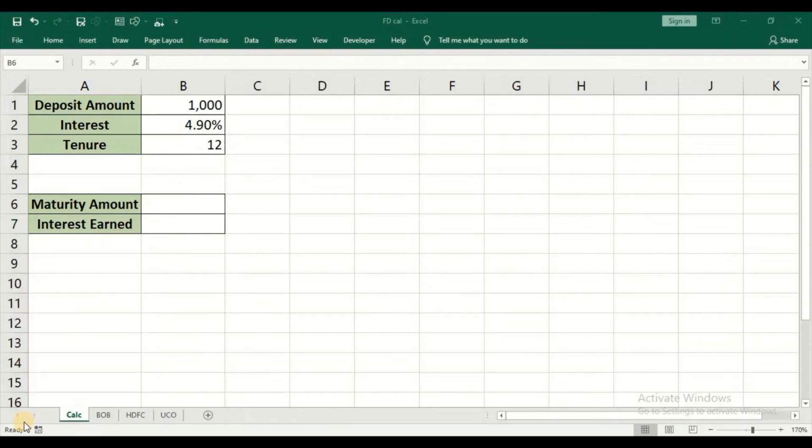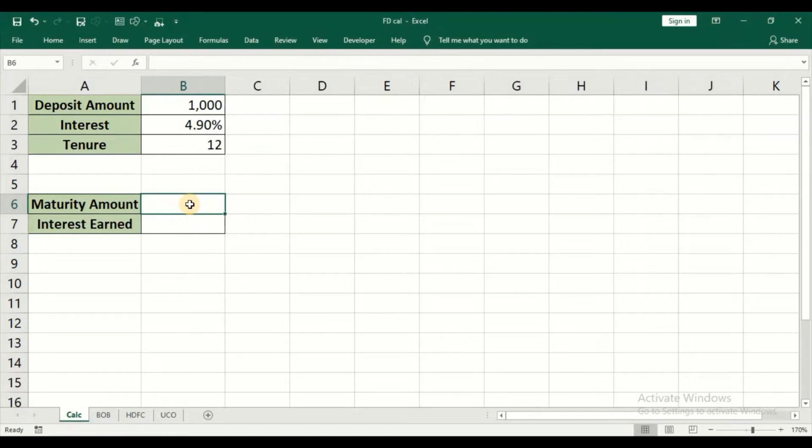In today's video, we'll see how to calculate maturity amount and interest rate on your fixed deposit. Now, deposit amount is 1000 rupees, interest rate is 4.9% and tenure is 12 months. So, by investing 1000 rupees, after 12 months, you'll be getting a certain amount. That amount is nothing but the maturity amount. That is, your principal along with your interest is nothing but your maturity amount.